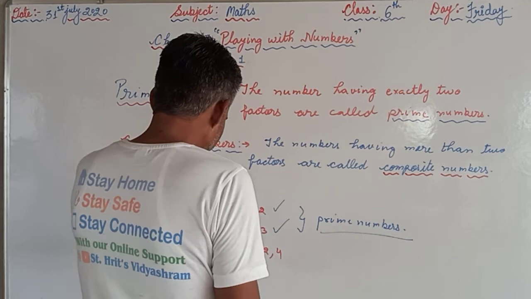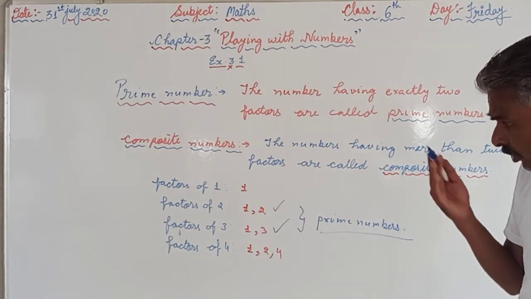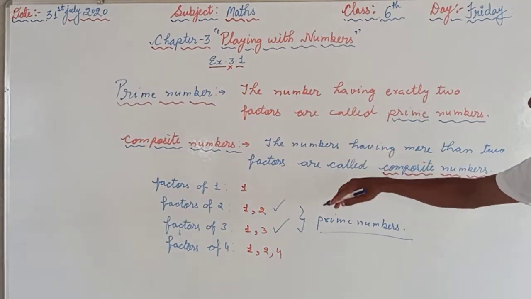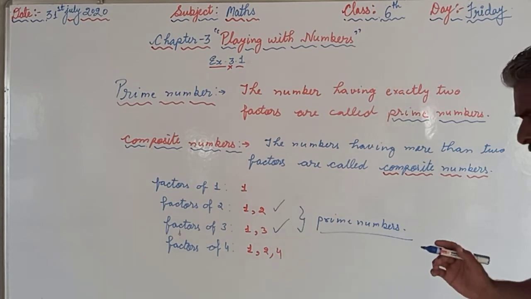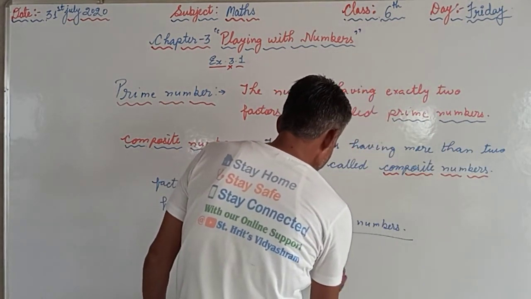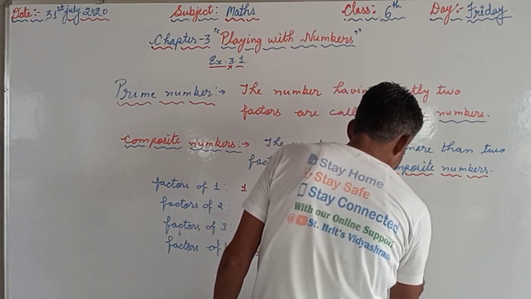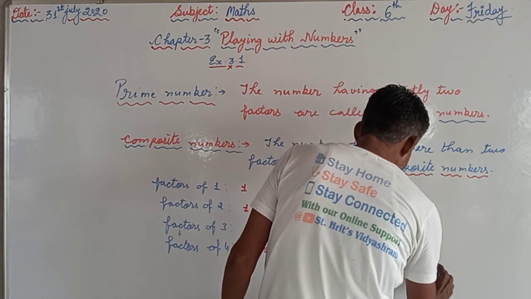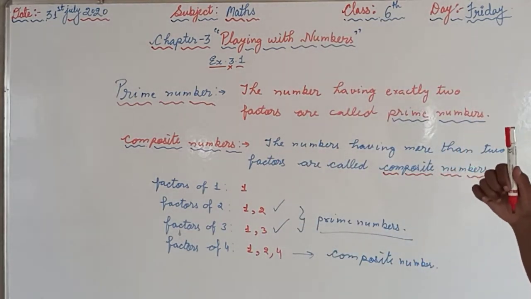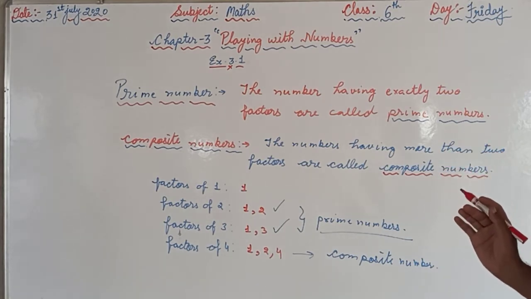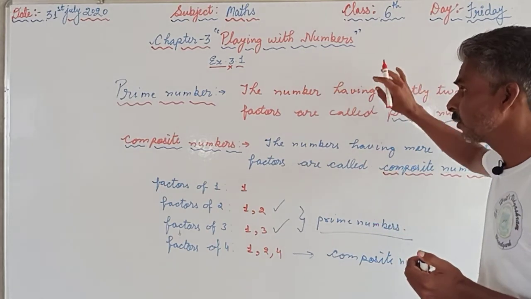Then factors of 4, we can see there are 3 factors of 4. So according to the definition of composite numbers, the numbers having more than 2 factors are called composite numbers. So this is a composite number. Now 1 is having exactly 1 factor. So 1 doesn't follow the rules of either prime nor composite.